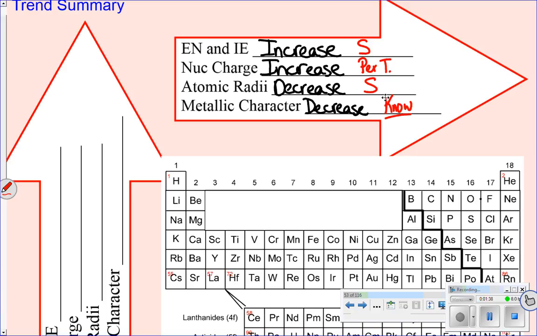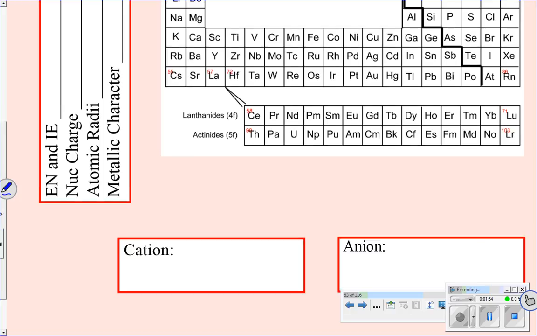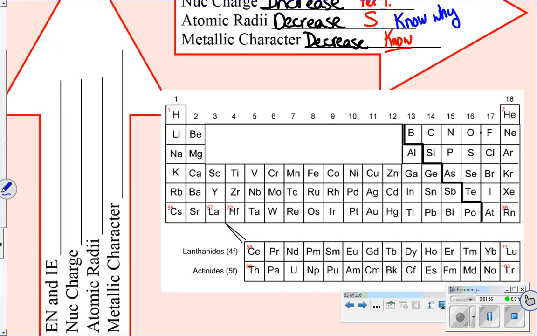What you do actually need to know about atomic radii is the reason behind it, which again is that increasing nuclear charge, pulling in those rings of electrons tighter. As we go from bottom to top, when we talk about electronegativity and ionization energy, as we go up a group, these would both be increasing. Down a group, they would decrease, so you're just reading these the opposite if you're looking at it that way.